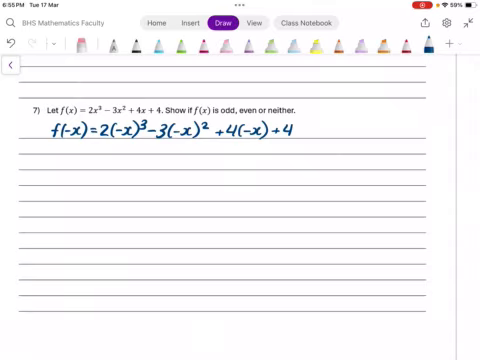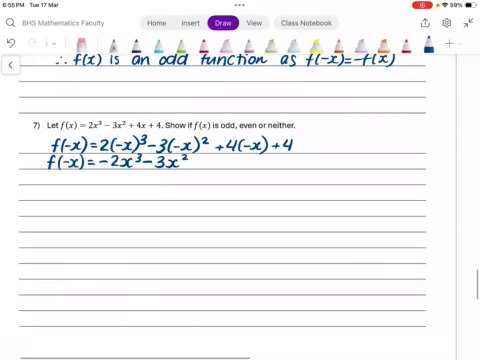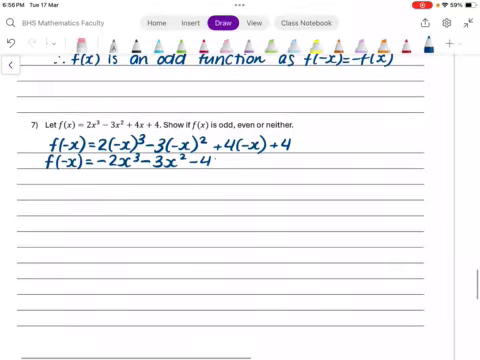Now when we get a question like this, we find our f of negative x, we do our tidying up. So 2 lots of negative x cubed, when it's cubed it stays the same sign, so it's going to be minus 2x cubed minus 3. Negative x squared is positive x squared, so the minus at the front stays a negative. So it stays minus 3x squared. And then we have 4 times minus x to get minus 4x plus 4.